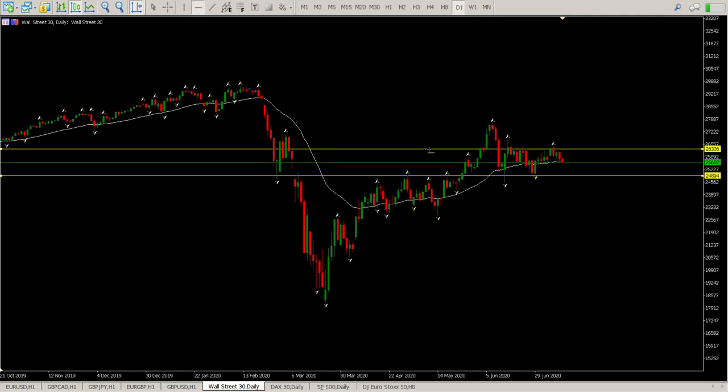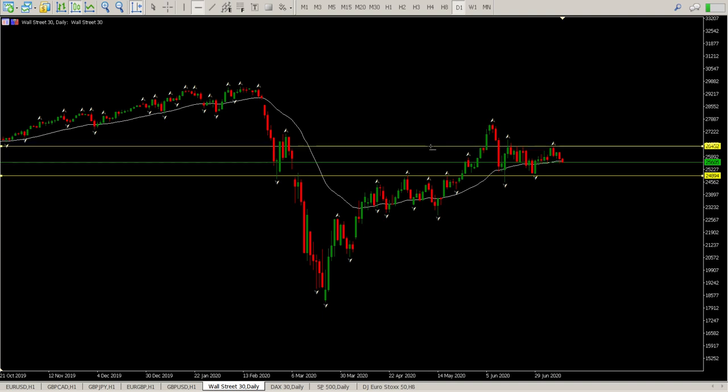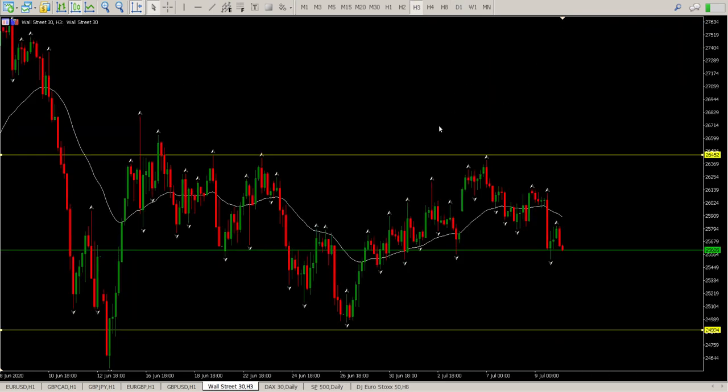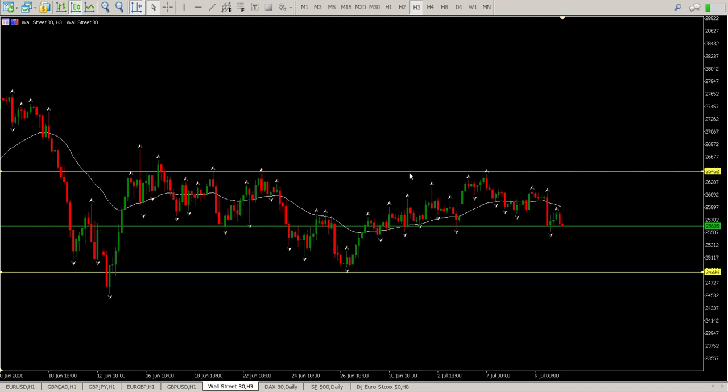We have battled to get through this zone here, which is 26,432, sorry, 26,452. That at the moment is pretty much the range that we're trading in. So if we just start drilling down here, you can see pretty clear as mud that we're going nowhere. Pretty much sideways, been sideways for quite a while.